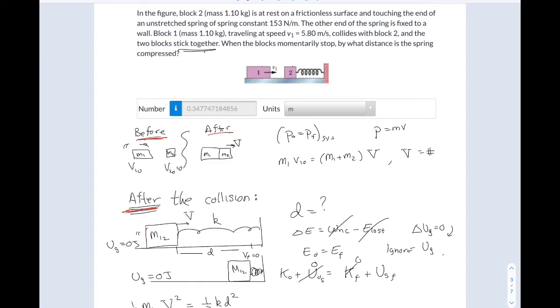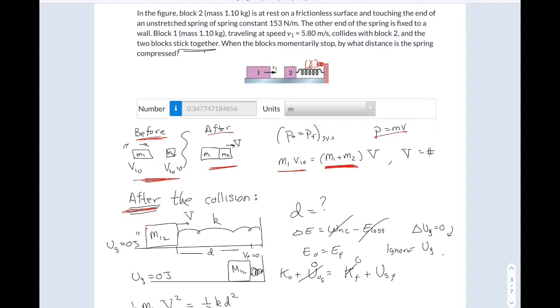Okay, so let's do the collision first, because I'm trying to find how far the spring is compressed. I need to find the speed at which they both move off together. So I conserve momentum. Remember, momentum is mv. In my initial picture, I have one moving. Final picture, that's why we need the pictures.